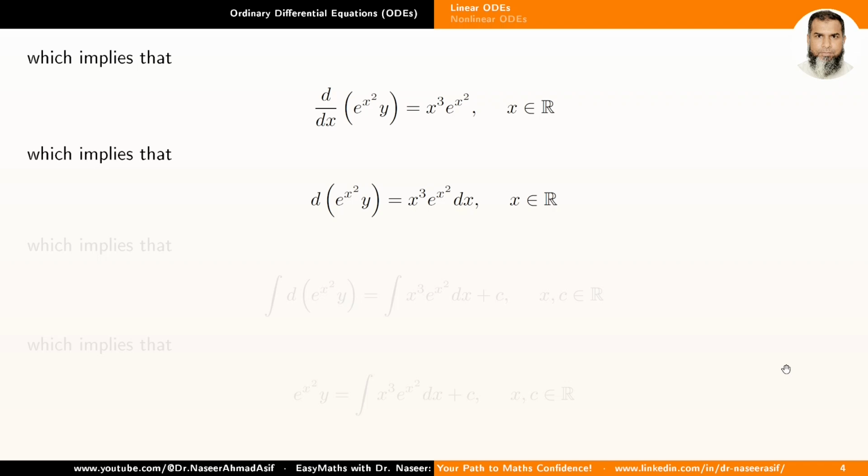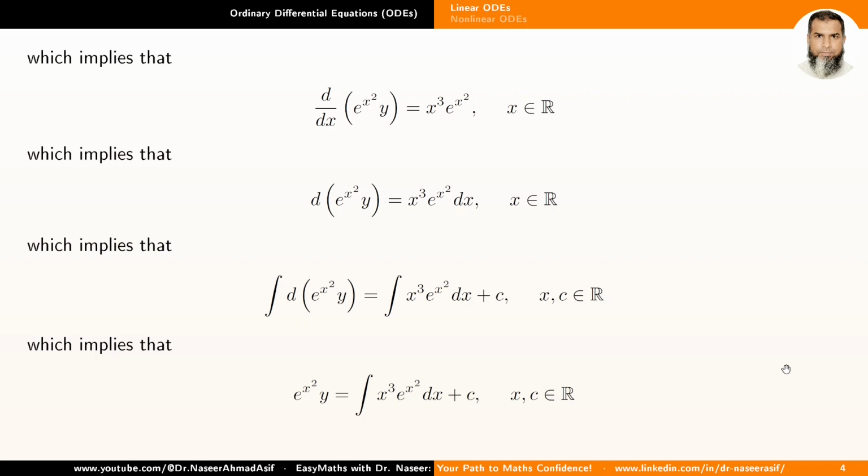Now taking the integral, we have ∫d(exp(x²) y) = ∫x³ exp(x²) dx + c, where x belongs to R and c is an arbitrary constant. So we have exp(x²) y = ∫x³ exp(x²) dx + c, where x belongs to R and c is an arbitrary constant.